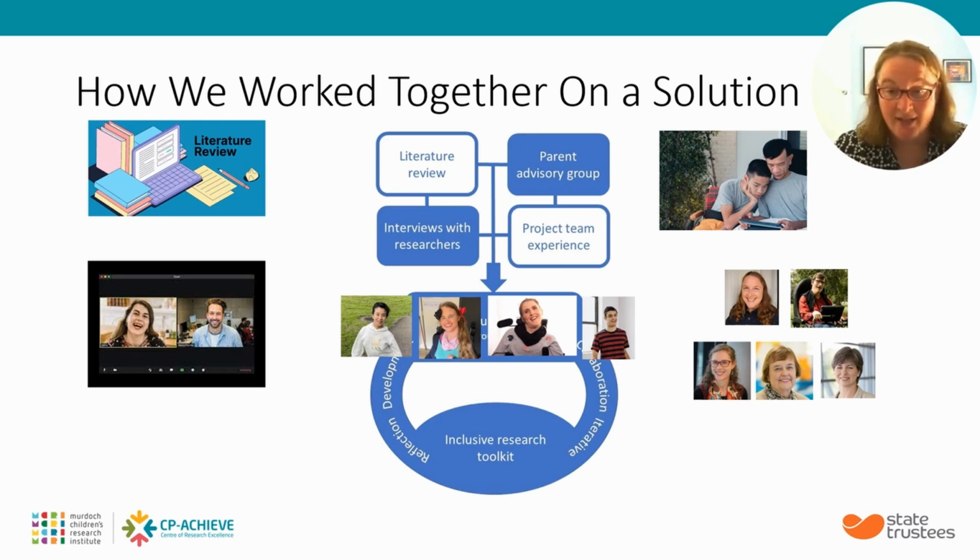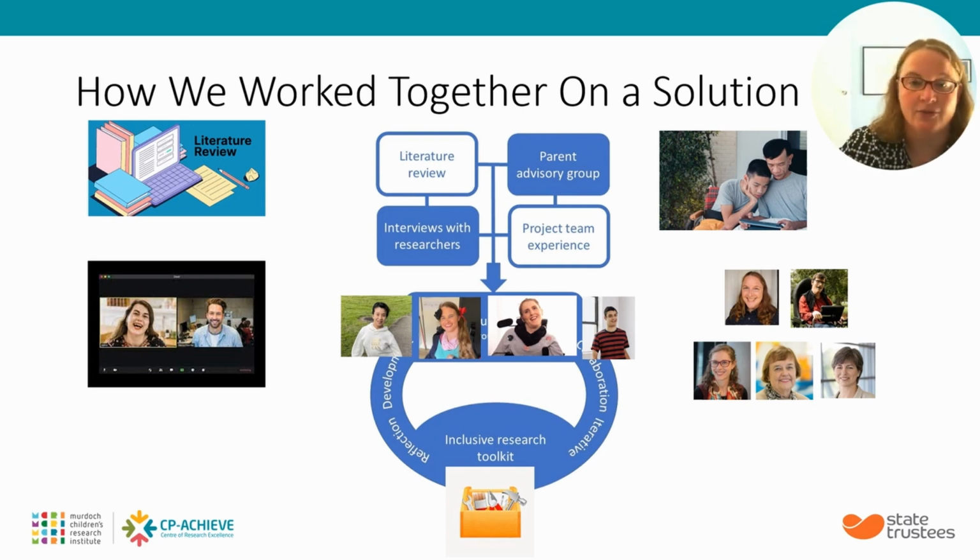And then through a lot of reflecting and going through ideas about what worked and what didn't, and trying different ideas out, we made something called the Inclusive Research Toolkit. And that's basically a guide for researchers who want to know how to involve AAC users in their research.